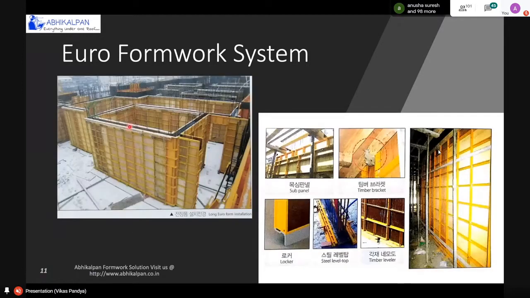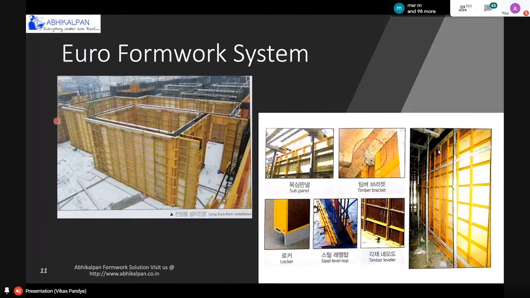As you can see in this picture, this formwork system comes with flexibility. You can use this formwork system with the aluminium formwork system and the conventional formwork system. These facilities are mainly defined to minimize our initial cost.